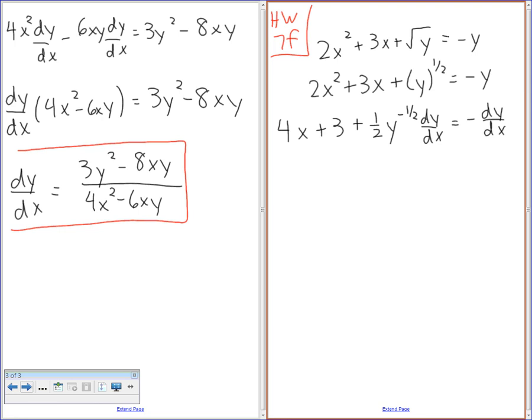So this is looking good, but not yet great. Someone other than Michael and Amy, tell me what to do next. You can sit in your chair. Go ahead. Bring the 1/2 y in. Good. So I'm going to call that 4x plus 3 equals negative dy by dx minus dy by dx times 1 over 2 root y.